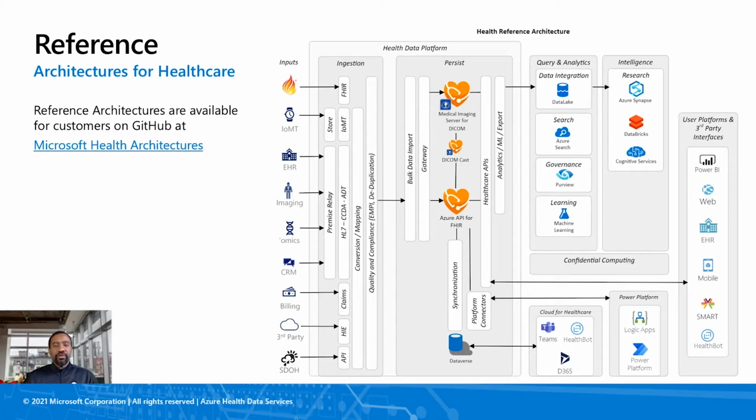It could be a FHIR server, for example, that is part of an EHR. It could be imaging data that's stored in a PAC system. It could be data from a billing system. Then we take that data and we move it through an ingestion pipeline where that data can be transformed, validated, any other operations that might be required in order to prepare that data for ultimate transformation and landing into the FHIR service.